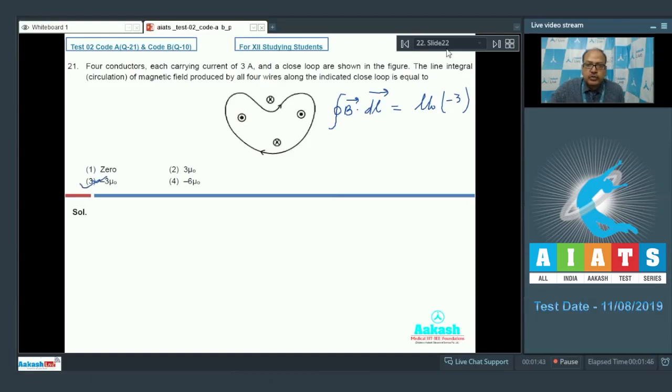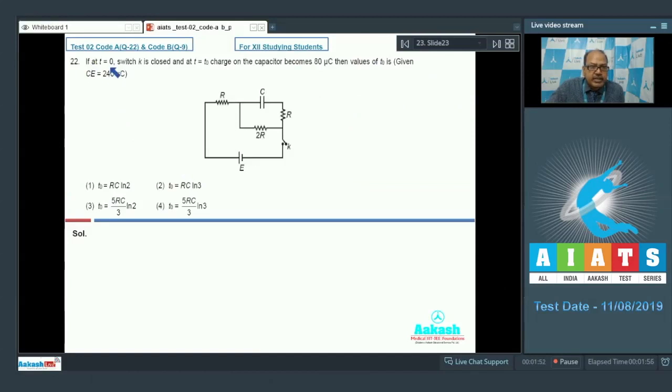Let's go to question 22 now. Question 22 says, if at t equal to 0, switch K is closed, and at t equal to t naught, charge on the capacitor becomes 80 microcoulomb, then value of t naught is, and given CE is 240 microcoulomb.